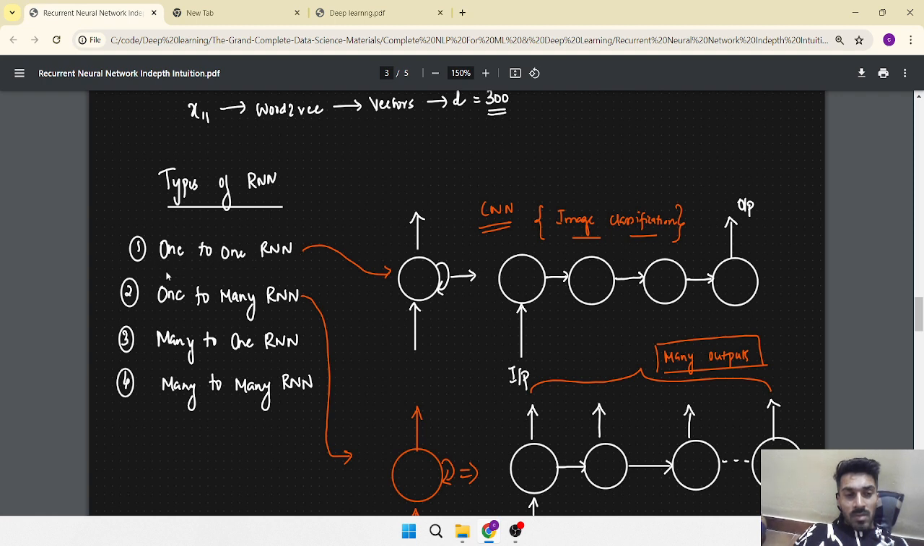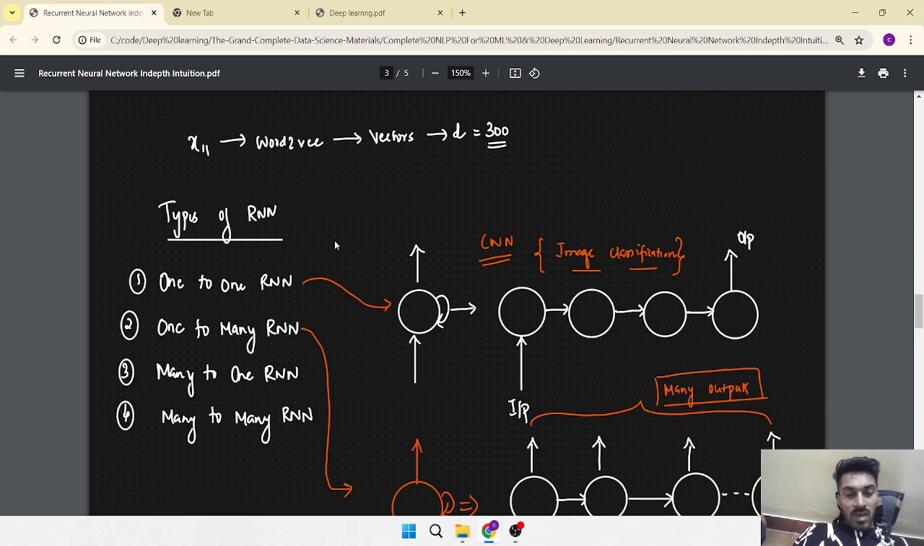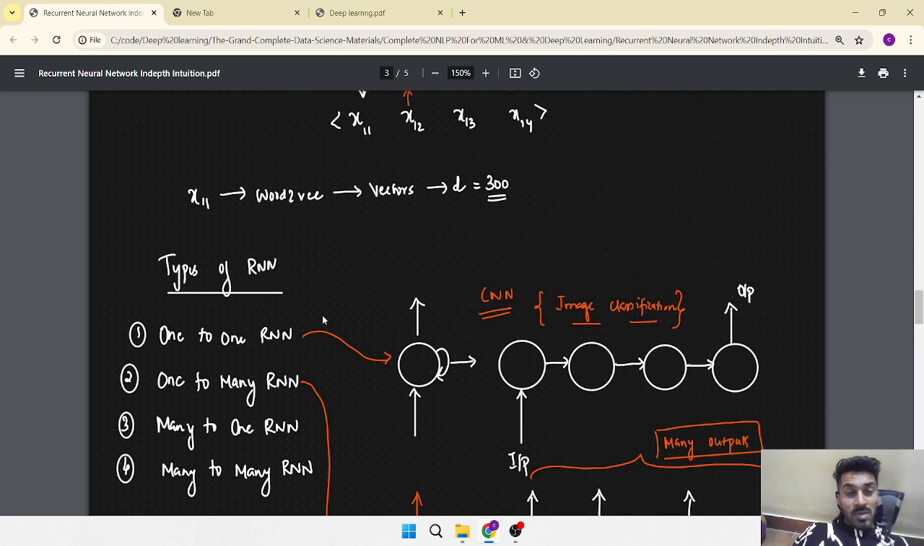In one to one RNN, basically we pass one input and the model also predicts one output. Suppose in one to one we have one input like the number of rooms, and we want to know what may be the price of that room. So basically this is a one to one mapping, and in that case we will use one to one RNN.